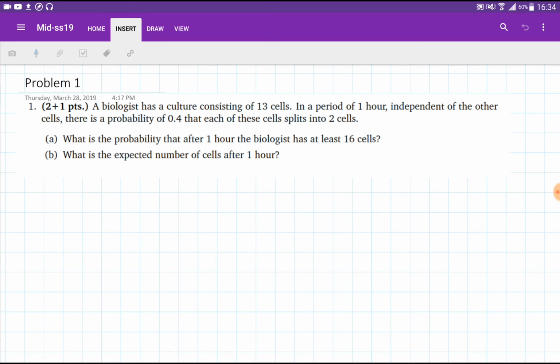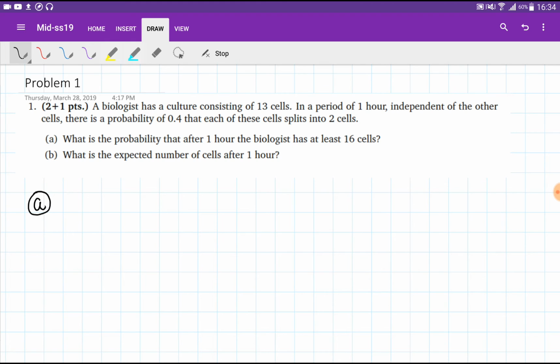The first problem: a biologist has a culture consisting of 13 cells. In a period of 1 hour, independently of other cells, there is a probability of 0.4 that each of these cells splits into 2 cells, right? So in the first problem, we need to evaluate the probability of having more than 16 cells after 1 hour. Right? So let's say x is our random variable. This will not be the number of cells in total after 1 hour. So this will be the number of additional cells, right?